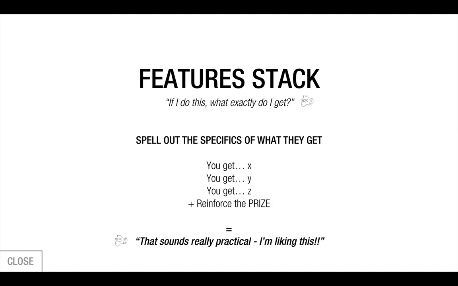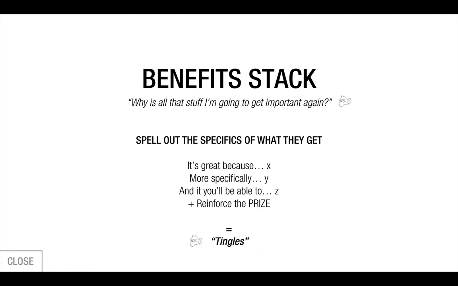So now we're at the second gear change, which bottom left you'll see is now bringing us into the close. So this is the feature stack element. The monkey's saying, right, if I do this, what exactly do I get? So you've already spelt out the benefits, which is kind of conceptual. Now we need to get specific. You're going to get X, you're going to get Y, you're going to get Z, and you want to reinforce the prize. So you can see how I did that in my webinar video above. And you want the monkey going, that sounds super practical. All right, I'm liking this. I'm getting this. This is cool.